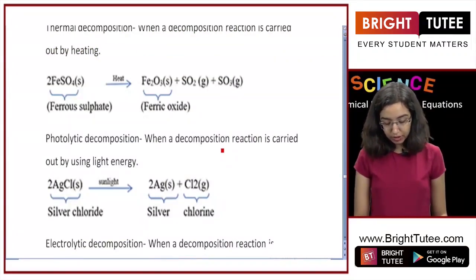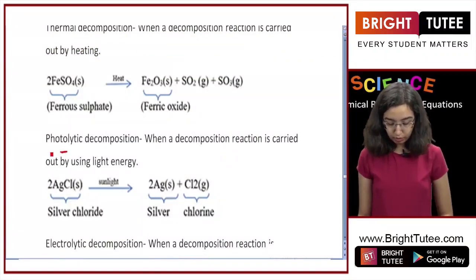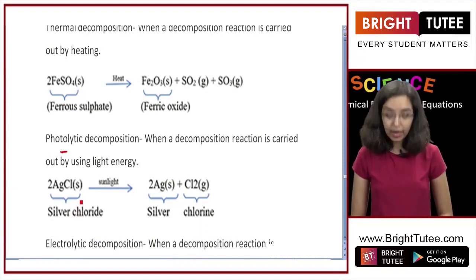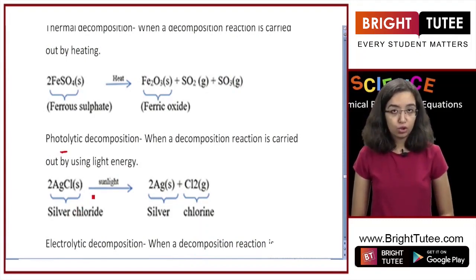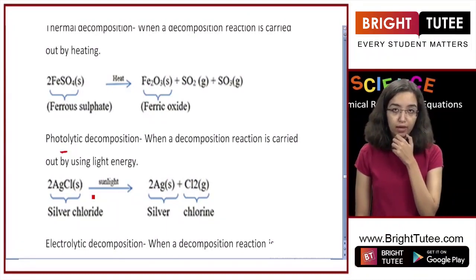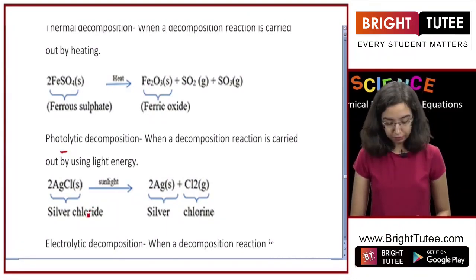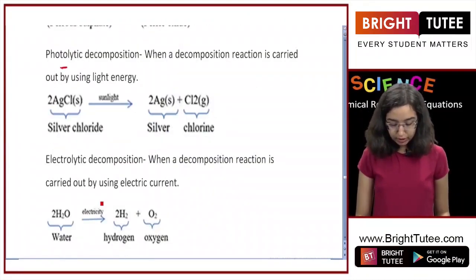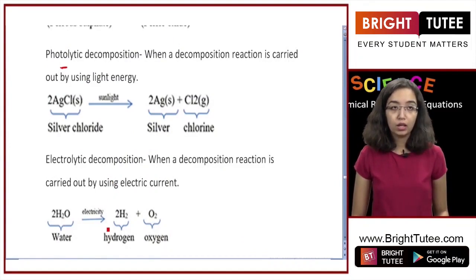A decomposition in the presence of light, which is photolytic decomposition, happens with silver chloride and silver bromide, which are also compounds used for photography. And electrolytic decomposition happens when we are doing electrolysis of water, which we did as an activity during the chapter as well.